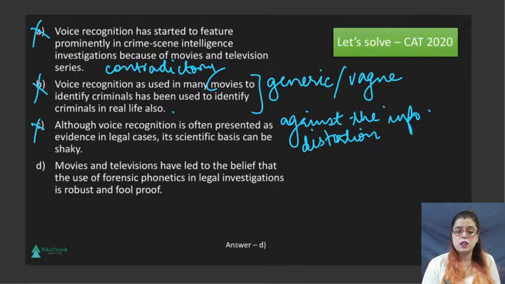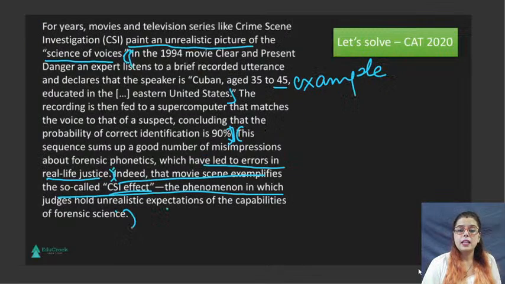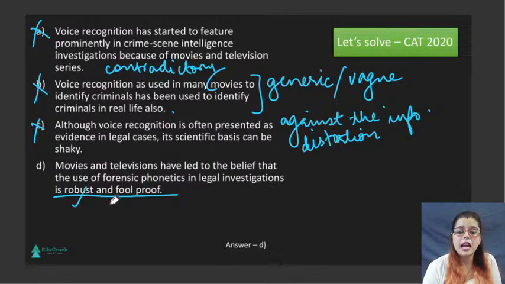Option D: movies and televisions have led to the belief that the use of forensic phonetics in legal investigations is robust and foolproof. Isn't this what they are saying? That the recording is then fed to a supercomputer that matches the voice to that of a suspect, concluding that the probability of correct identification is 90%. 90% is what we'd say is robust and foolproof. So this is the error. They have led to the belief. That is, there is a belief that exists, and movies and televisions have led us to that belief, and option D is the correct answer.